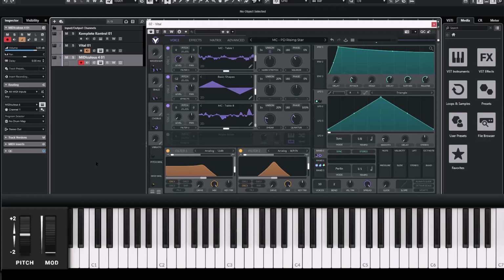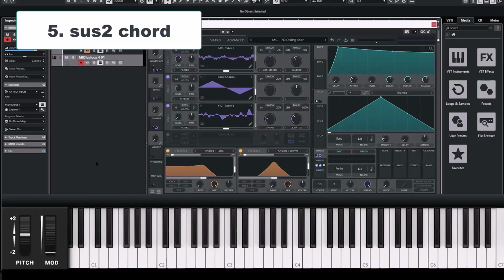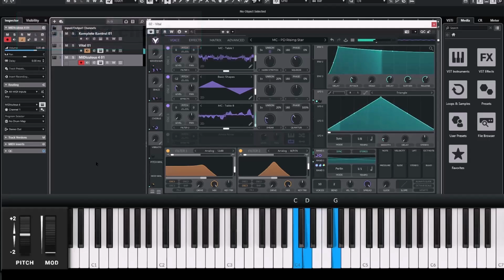The next one is the suspended second, and as its name suggests, instead of suspending the third up to the fourth, we suspend it down to the second. So this is C sus 2. And again, that has a very suspended fourth feel about it. And is there a reason for that? Well, let's look at the chord. So they are, well, C, D and G.